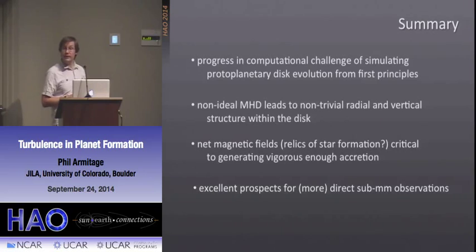I think we've made some progress in simulating turbulence in these disk systems. The non-ideal MHD is certainly critical. We believe net magnetic fields are also critical, and that is both interesting and maybe problematic because it says that the relic magnetic fields left over from star formation play a long-term role in determining what happens to protoplanetary disks thereafter. And I believe there are excellent prospects for at least, obviously not really direct observations of turbulence in disks, but at least more direct observations of turbulence through sub-millimeter observations.